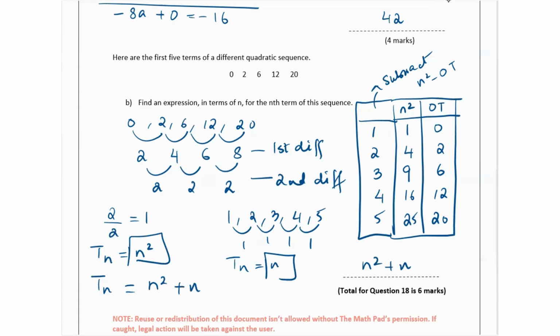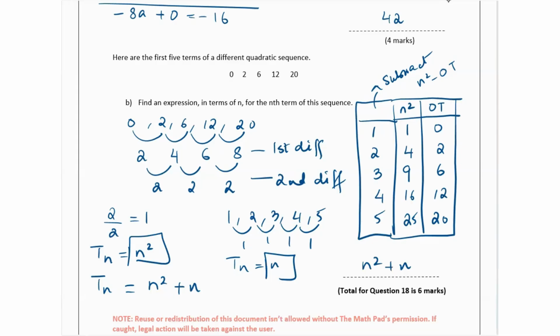So to summarize this, first you begin with finding the common difference. The first difference is not common, which means you find the second difference, and the second difference is common because it's a quadratic sequence. Whatever the value of the second difference is, you divide it by 2, and that becomes the coefficient of n squared. In this case, it was 2, so 2 divided by 2 was 1. So the coefficient of n squared was 1, and we had Tn equals n squared as the potential nth term for the sequence.